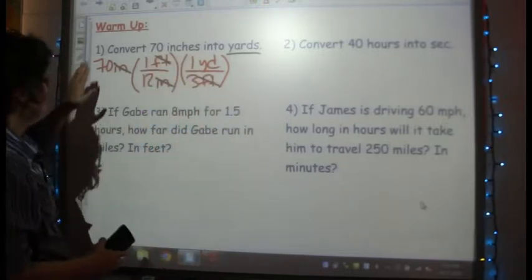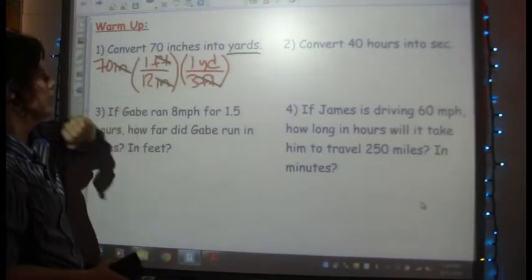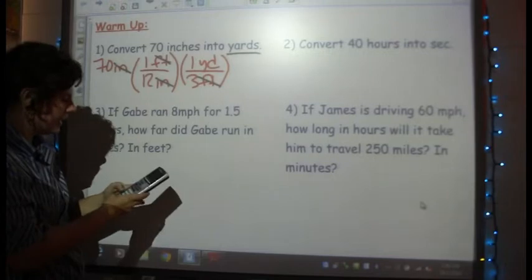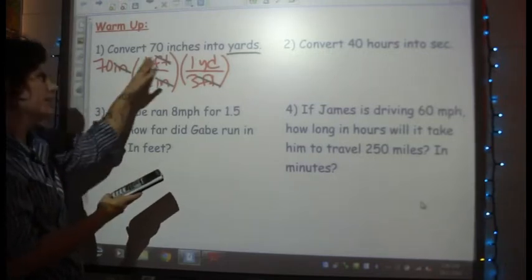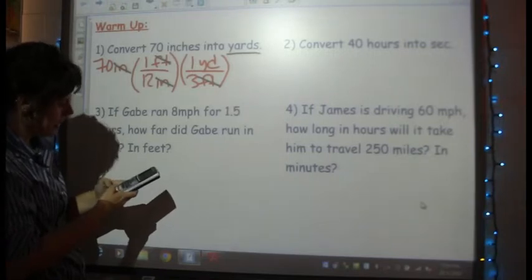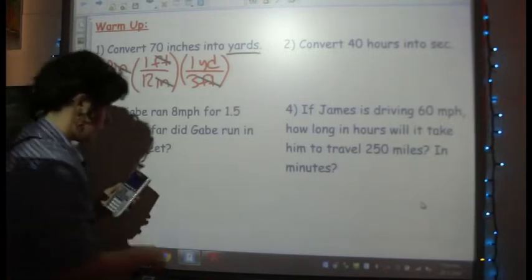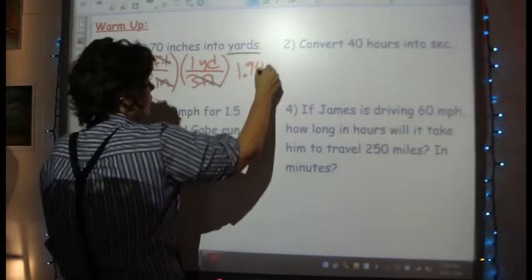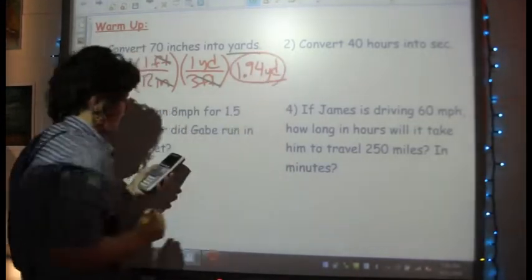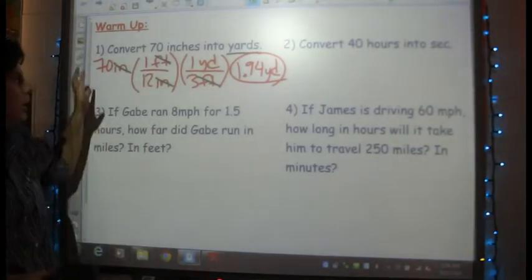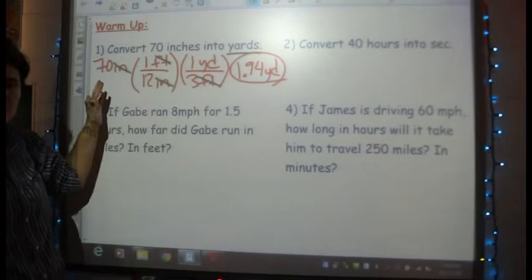So what I have to do here is 70 times 1 divided by 12 and 3. So I'm going to take my calculator, 70, I don't need to multiply by 1, it stays the same. I'm going to divide it by 12, and then I'm going to divide it by 3. And I see here that I wind up with 1.94 yards. Again, I could keep more decimal places than that, but we're just really focusing on changing the units.